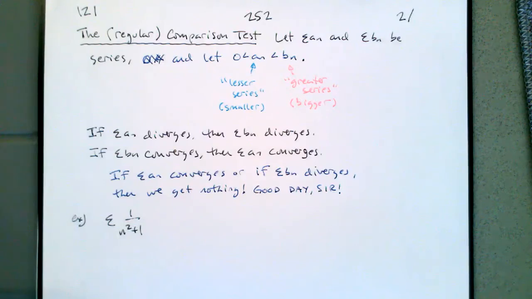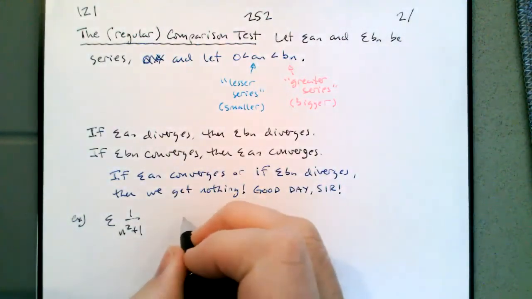But notice that the terms 1 over n squared plus 1 are strictly less than 1 over n squared. And 1 over n squared is a convergent p-series. So we've got to prepare our court case because we're going to be on Judge Judy tomorrow.